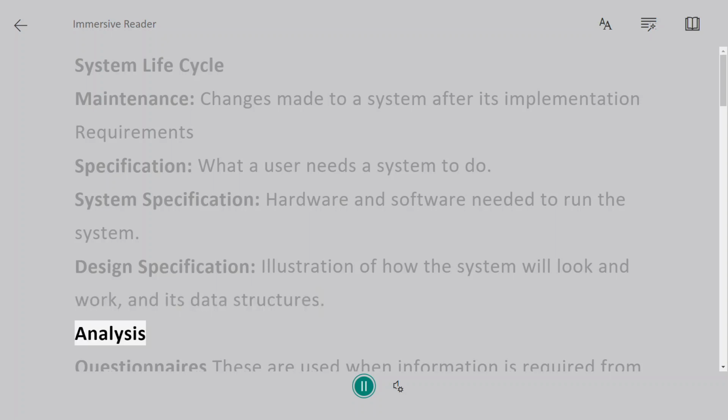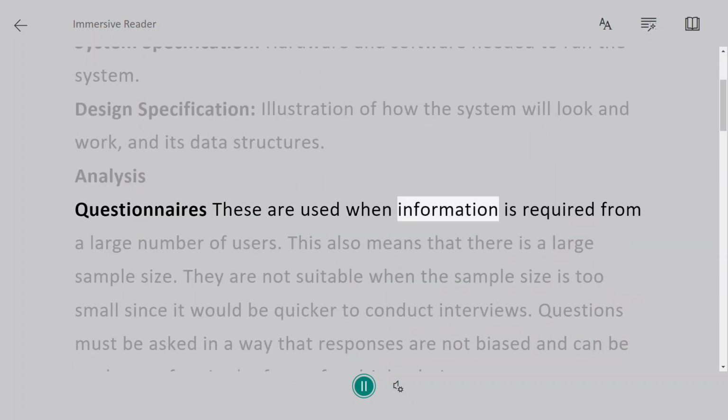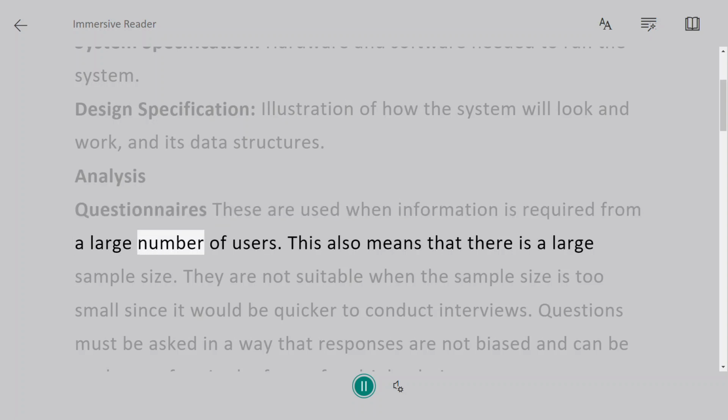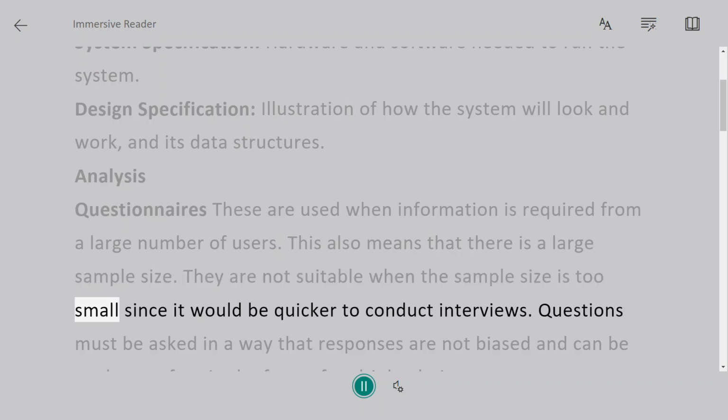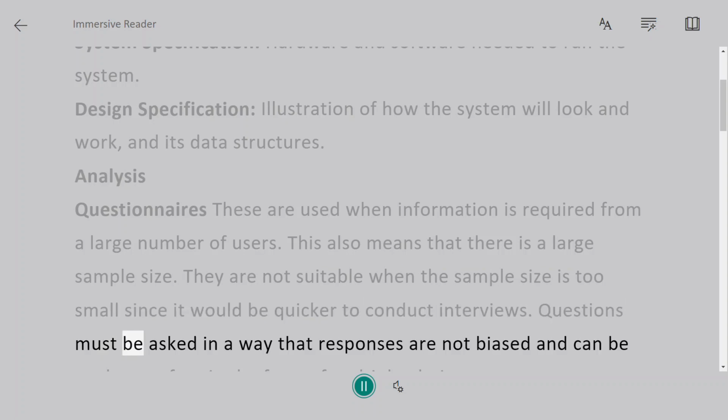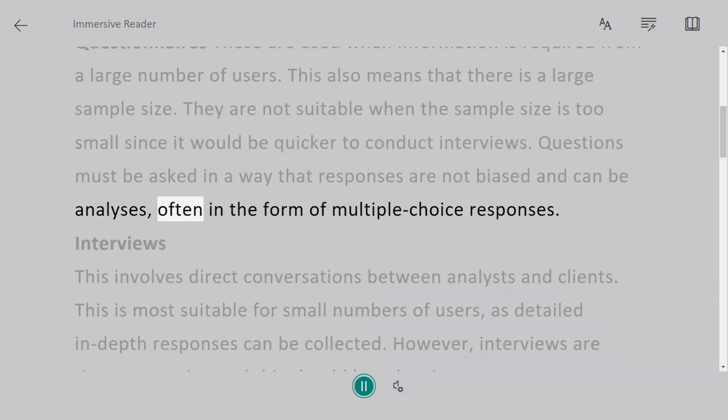Analysis. Questionnaires: these are used when information is required from a large number of users. This also means that there is a large sample size. They are not suitable when the sample size is too small, since it would be quicker to conduct interviews. Questions must be asked in a way that responses are not biased and can be analyzed, often in the form of multiple choice responses.